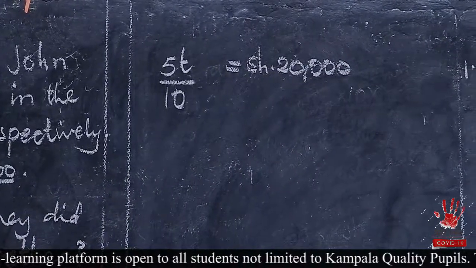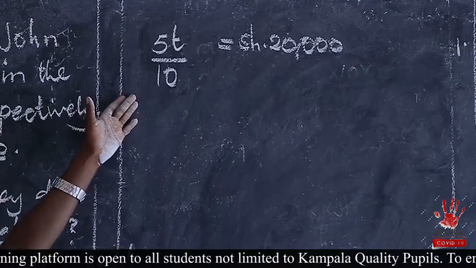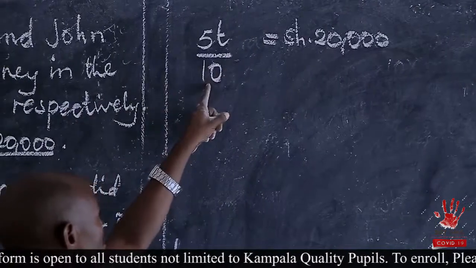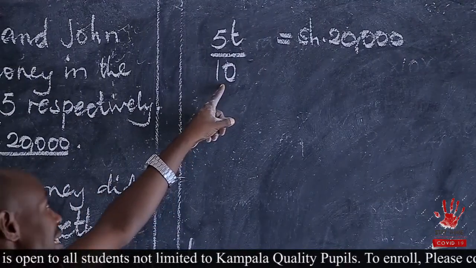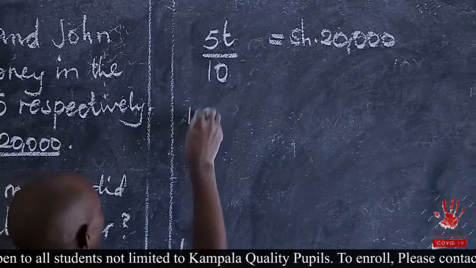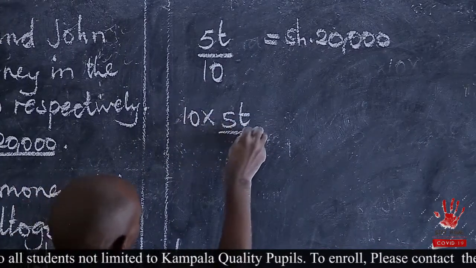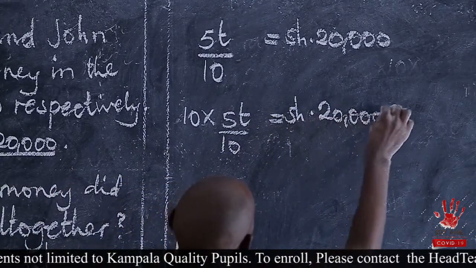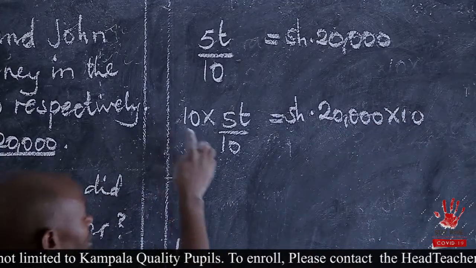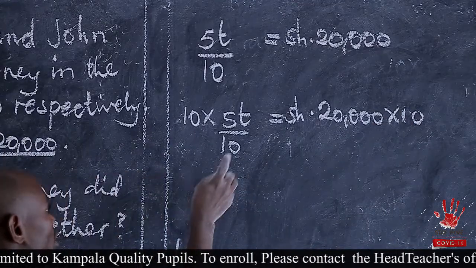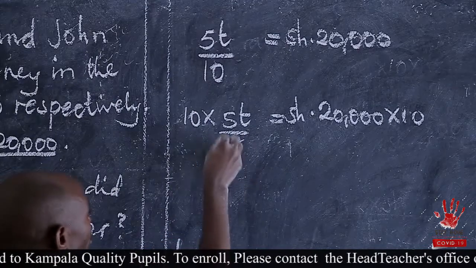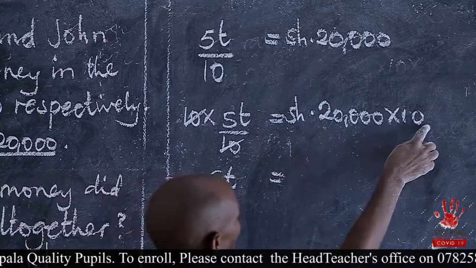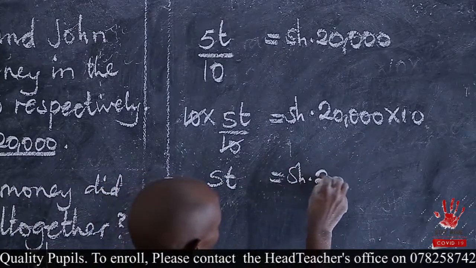Okay. Do you remember what we did when we reached this stage? I told you, first remove this 10. Since it is divided by 10, we are going to multiply by 10 to eliminate that 10. So we shall have 10 times 5T out of 10, which is equal to 20,000 shillings times 10. Multiply by 10, multiply by 10. Why? I want to eliminate this 10. So this one will go. I remain with 5T, which is equal to, when I multiply this, 200,000.